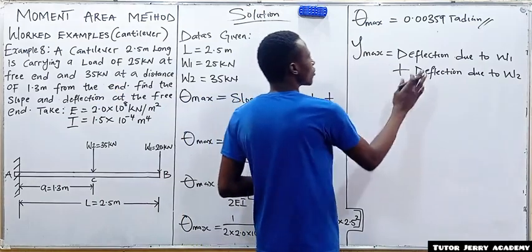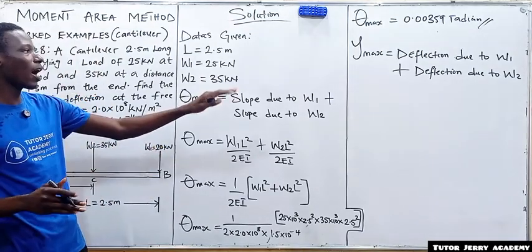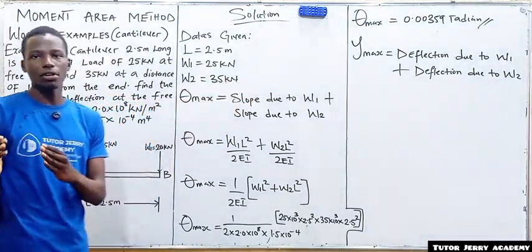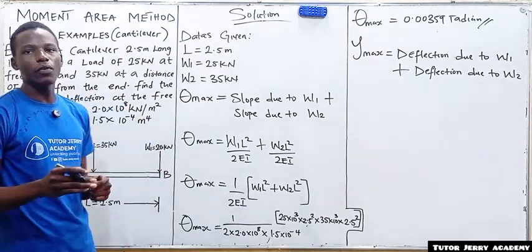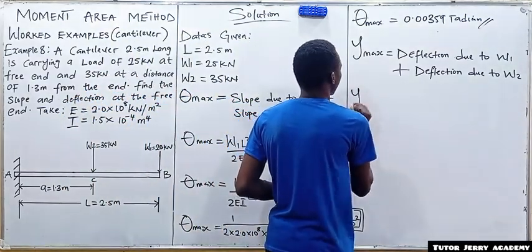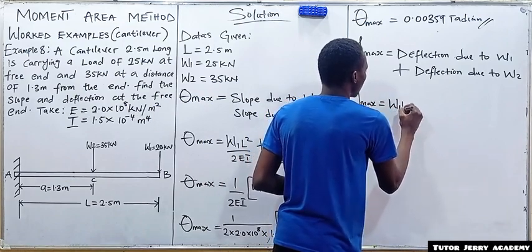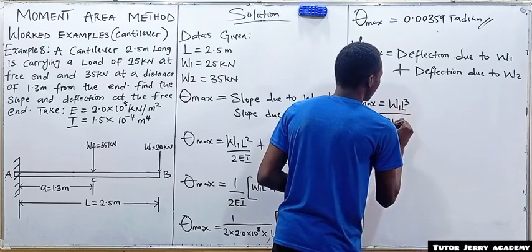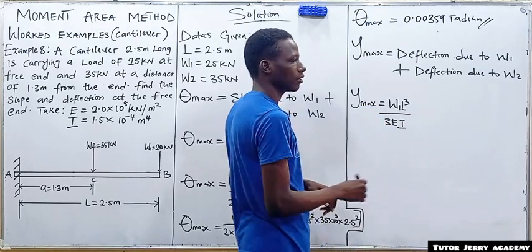So deflection due to W1 is nothing but W, and in this case we are having W1. So W1 now becomes the load. So we are having W1 L to the power of 3 all over 3EI. So we have y max to be equal to W1 L to the power of 3 all over 3EI.